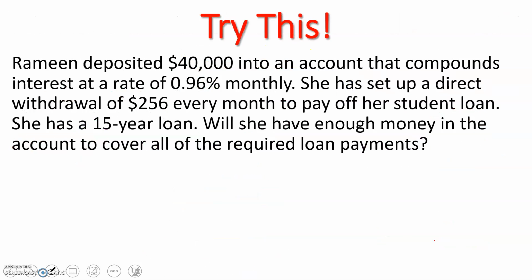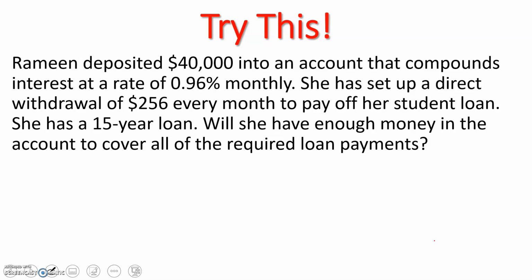All right, your turn to try. Ramin deposited $40,000 into an account that compounds interest at a rate of 0.96% monthly. She has set up a direct withdrawal of $256 every month to pay off her student loan. She has a 15-year loan. Will she have enough money in her account to cover all of the required loan payments? Okay, give this a try.